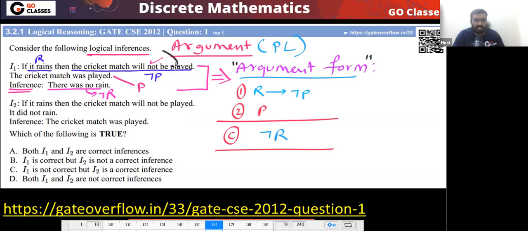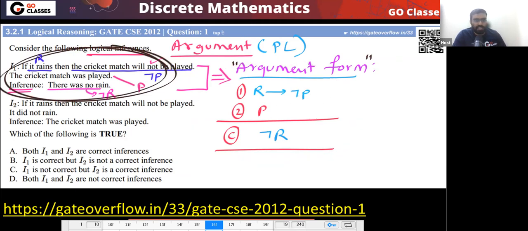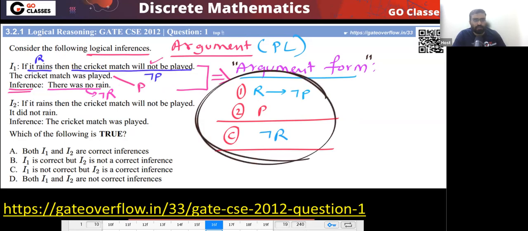What you do is, this English statement, this argument, is given to you in the English language. You convert this into propositional logic. We are writing this proposition using the propositional variable R, and this proposition using the propositional variable P. So this proposition will become negation P, and this one will become negation R. So finally, you will get this argument form.